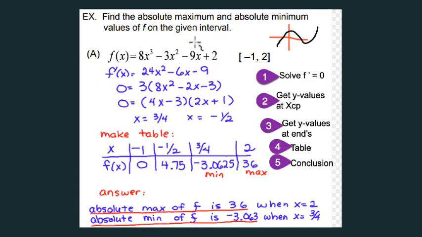So we start with our original function, f of x. The derivative of that is 3 times 8, 24, reduce the exponent by 1, x squared, minus 3 times 2, 6, minus 6x, minus 9.